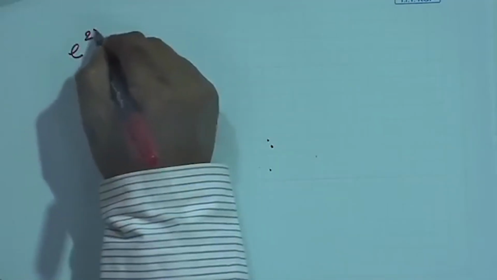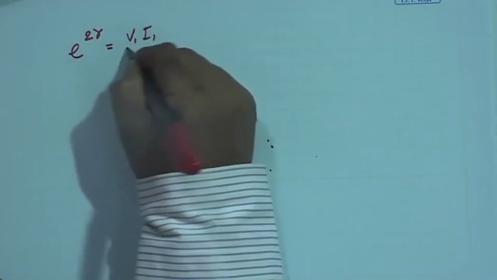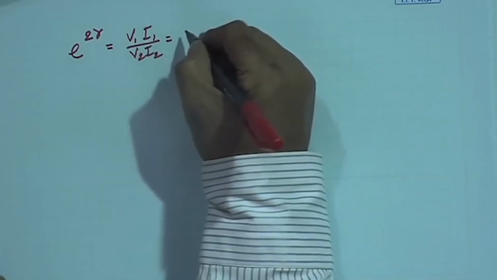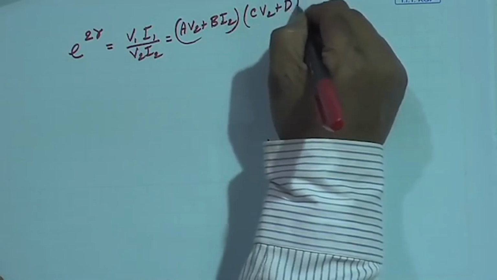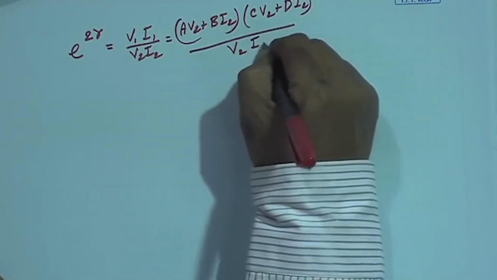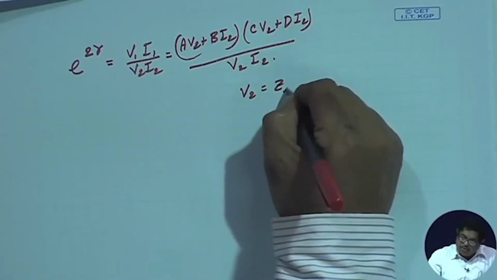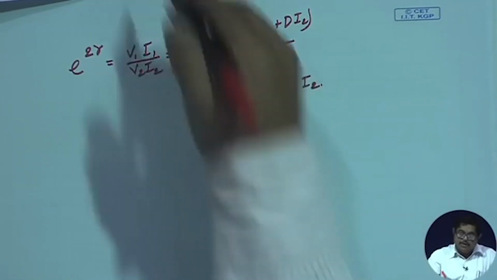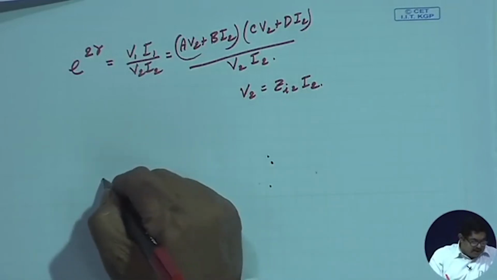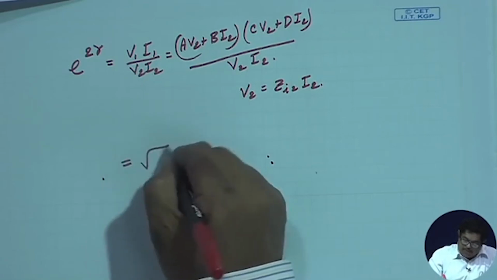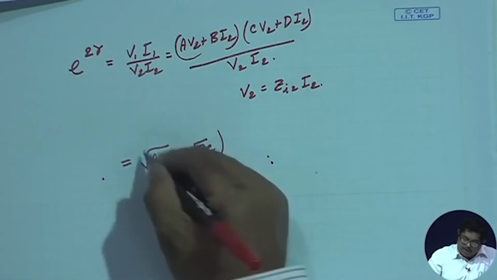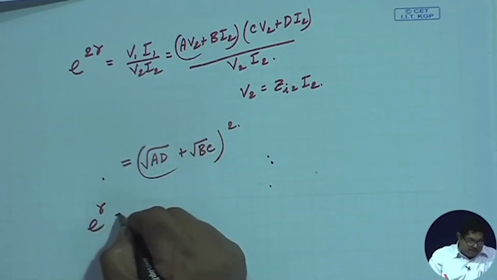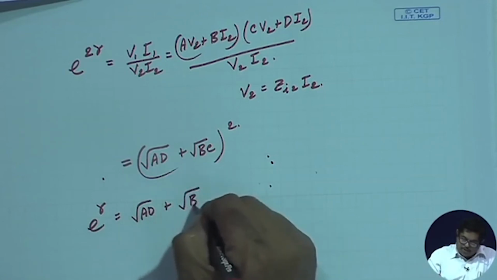So, my job is now to find out what is this e to the power 2 gamma ratio, equal to V1 I1 by V2 I2, equal to, in terms of ABCD parameter, A V2 plus B I2 into C V2 plus D I2 by V2 I2. Also, I know V2 is equal to ZI2 times I2, image impedance. It is terminated with image impedances. So, if you do that, finally with this simple manipulation, put this and you know the values of ZI1, ZI2. So, you will get e to the power gamma is equal to root AD plus root BC.